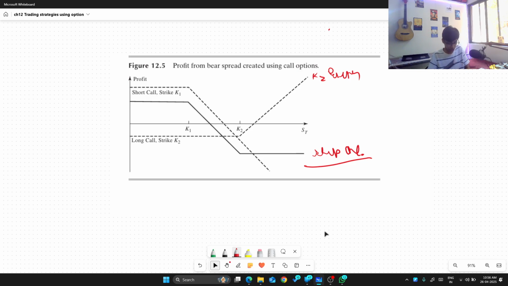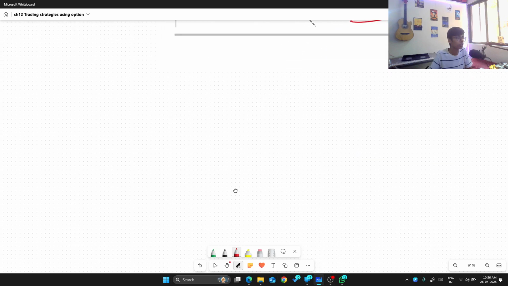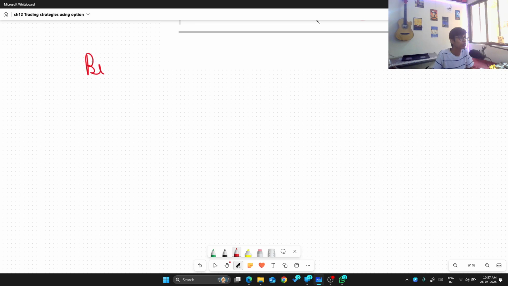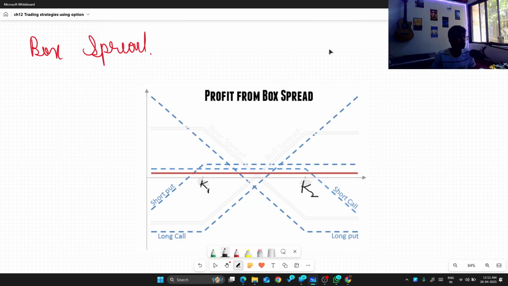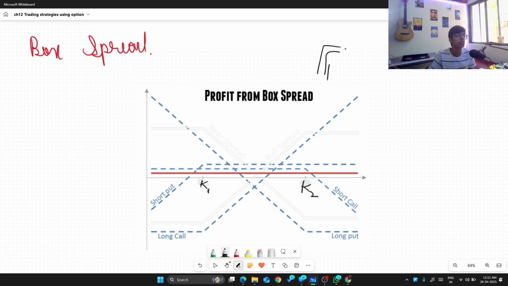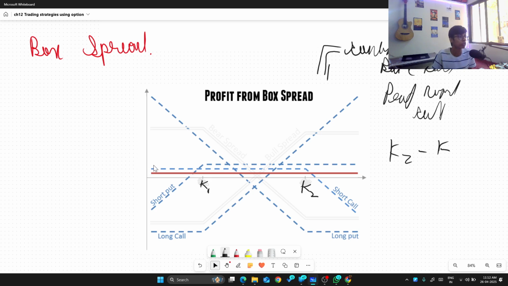Another type of spread in this chapter is the box spread. The box spread is a combination of bull and bear spreads, where the profit is capped in all scenarios. There is no diagram given in the book, but I found this online. So this is the profit capped, k2 minus k1 in all scenarios.